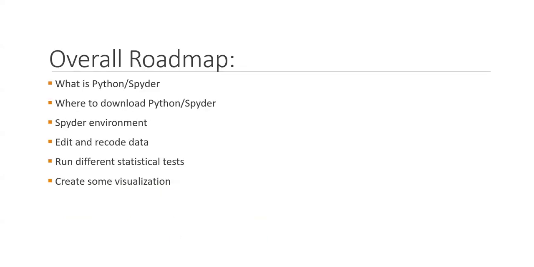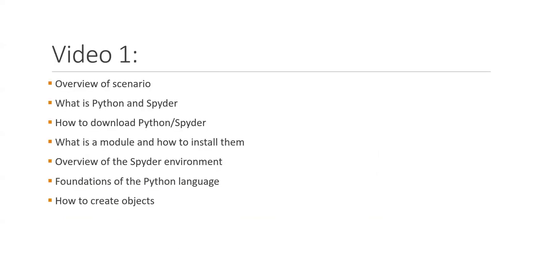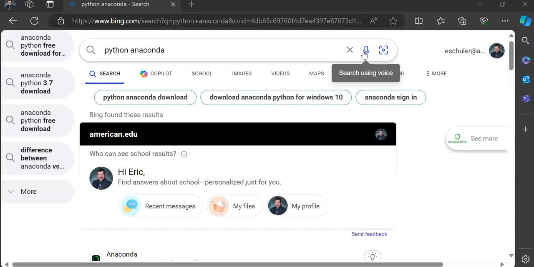In this workshop, we're going to talk about what is Python and Spyder IDE, where to download Python and Spyder using the Anaconda distribution, a little bit about the Spyder IDE environment, how to edit and recode data, run different statistical tests, and create some basic visualizations. In video one, we're going to specifically talk about an overview of the scenario. We'll talk about what is Python and Spyder, where to download Python and Spyder, what is a module and how to install them, an overview of the Spyder environment, foundations of the Python language, and how to create objects.